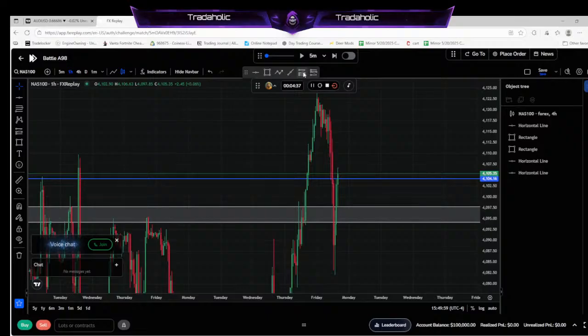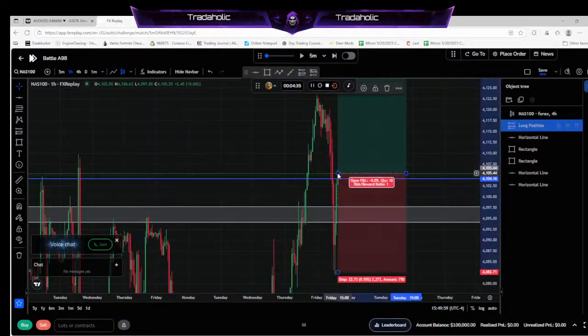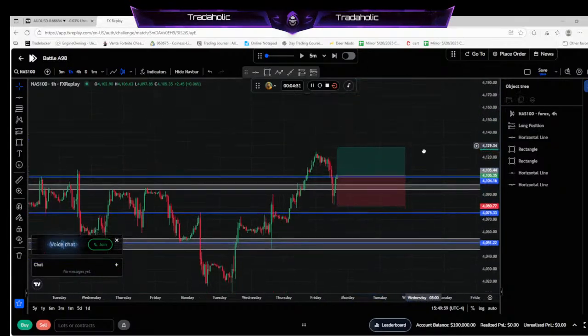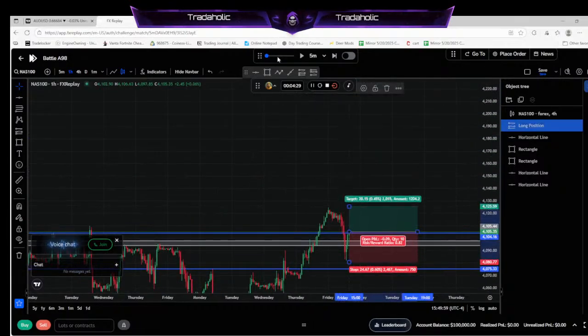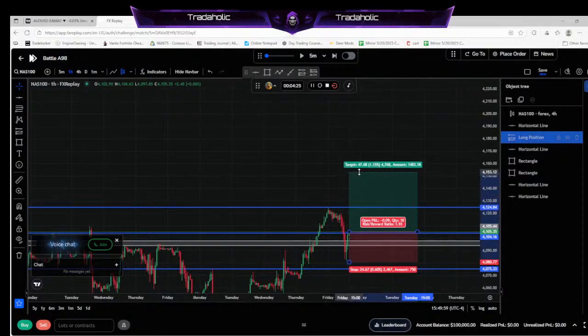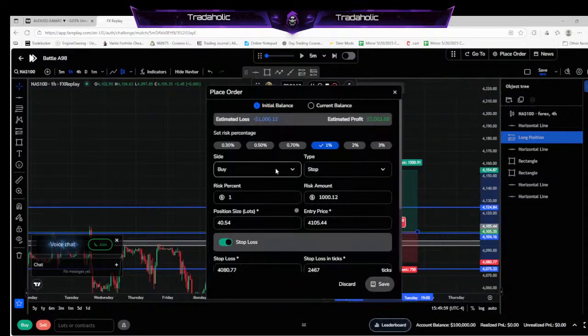When you're doing this, you take your long position, put it on the current price, adjust your stop loss to wherever you want it, and adjust your targets as well. First target will be this previous high here. Our second target will be about a 1 to 2 risk to reward. Like that, click on it, then you press, damn, I forgot how to do this. Oh, place order.